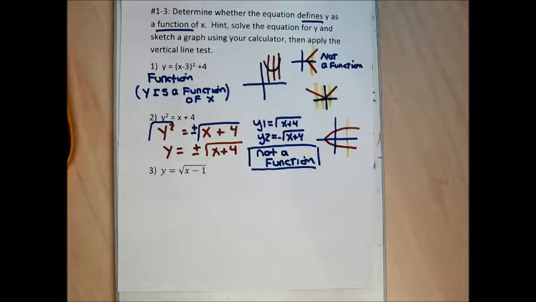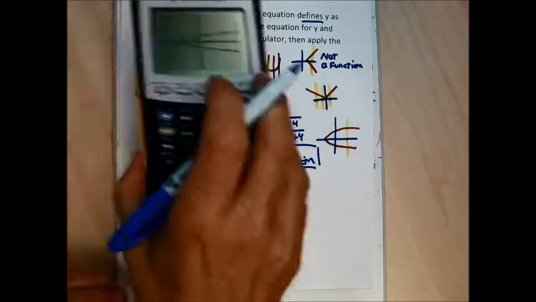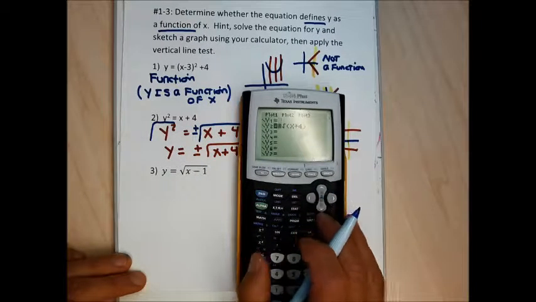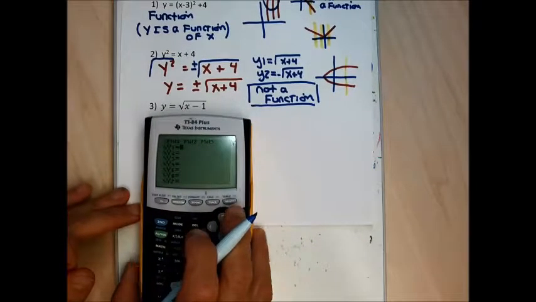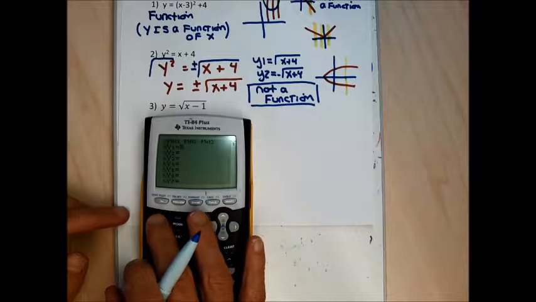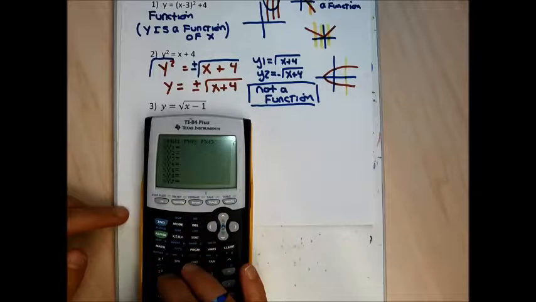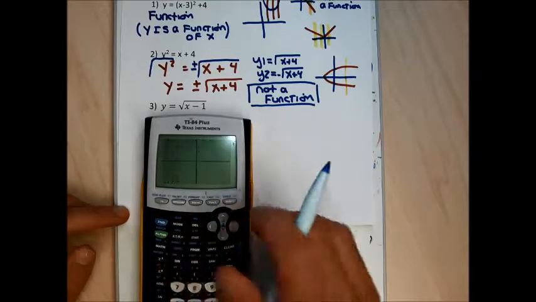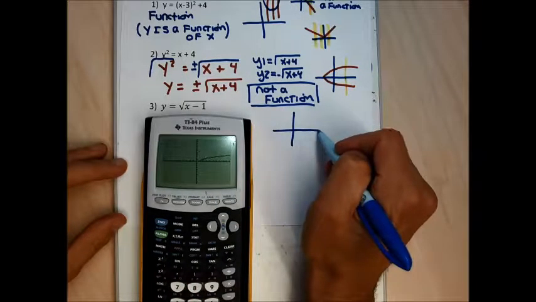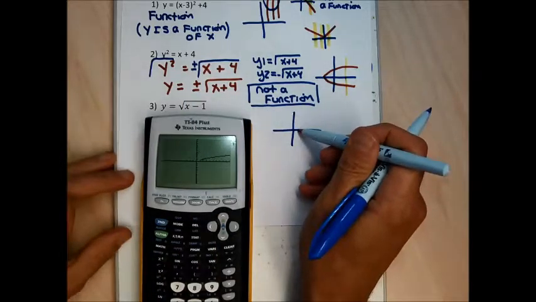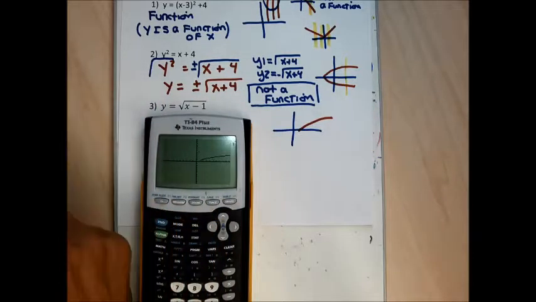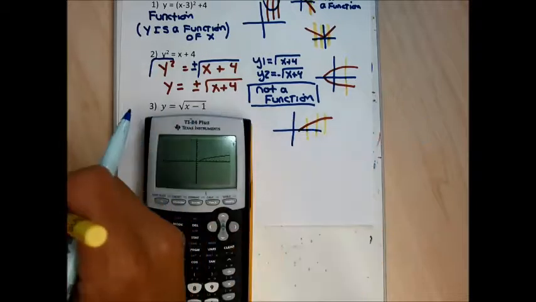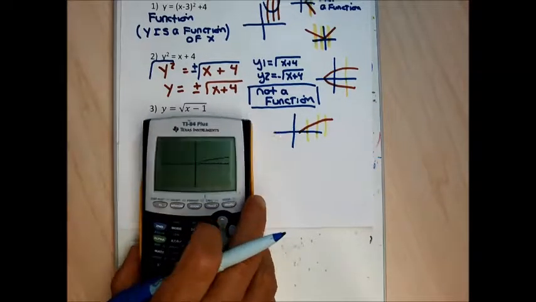And the last one, problem 3, because it's already solved for y, I can jump straight into my sketching and clear out the function that's in there already and do y equals the square root of x minus 1, and then just graph it. This is kind of a half parabola on its side. The graph looks something like this, and this graph is going to pass the vertical line test. There isn't a place I can draw a vertical line to touch the graph in more than one place.